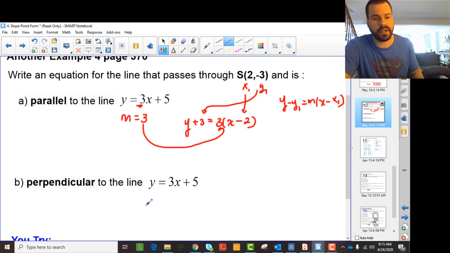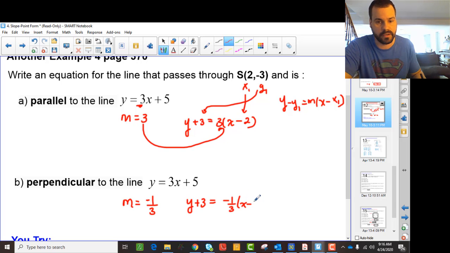And then it says perpendicular. So if it's perpendicular, all that changes is our perpendicular slope is you flip the slope over. So it was 3, so I flip it over, make it 1/3, and then I change the sign. And then the rest of it is the same. So it's minus 1/3 now, but the rest of the equation stays as is.